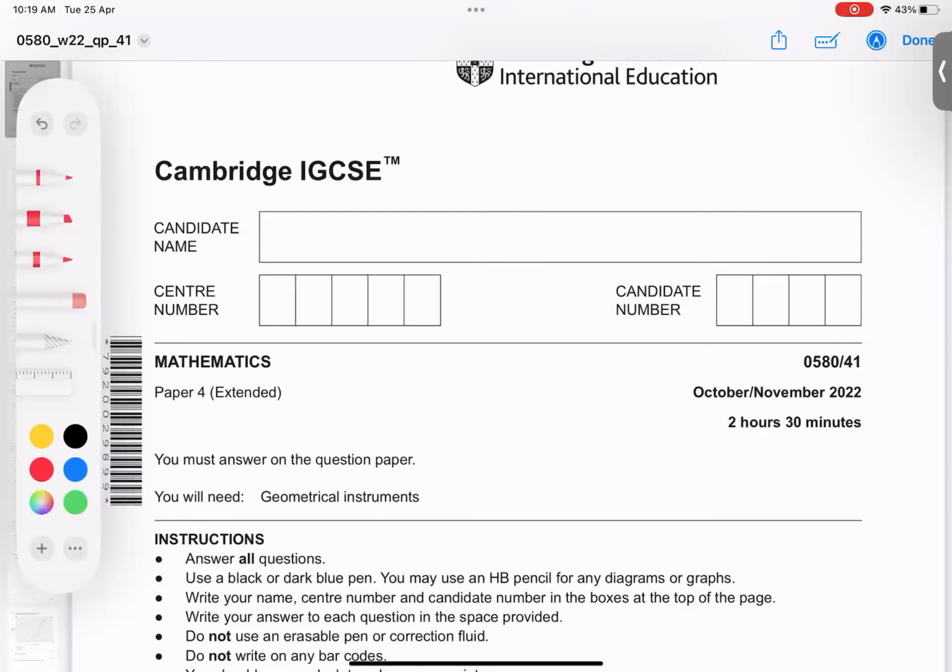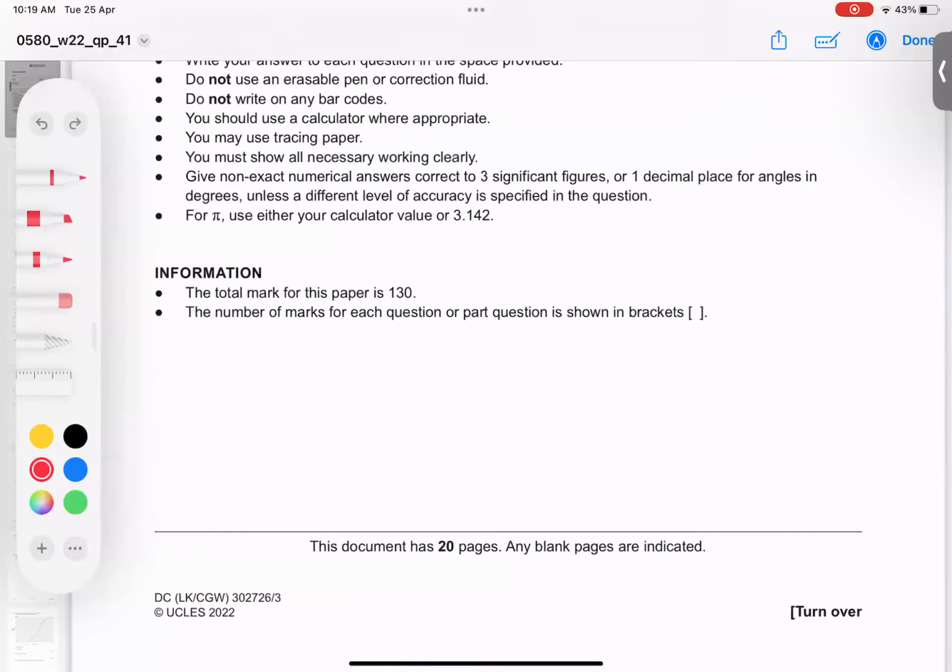Rahmanuddin, the October 2022 paper, and we are in paper 4. So let's try to solve this paper.